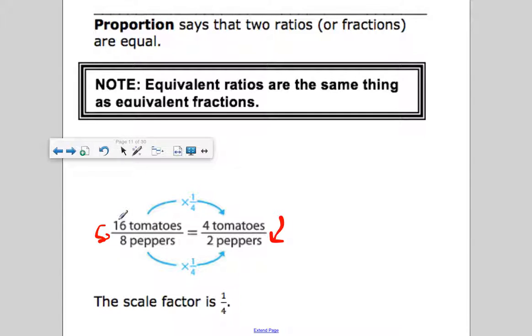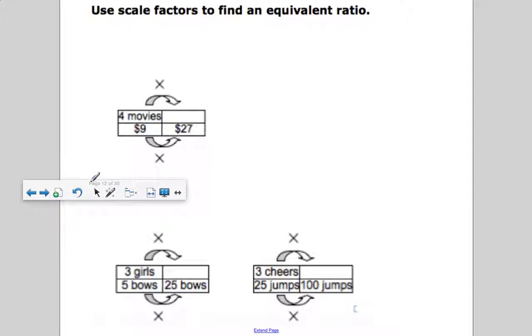How do you turn 16 tomatoes to 8 peppers? Divide by 2. How do you turn 4 tomatoes to 2 peppers? Divide by 2. So they are equivalent. So use scale factor to find an equivalent ratio. So 4 movie tickets cost $9. If I have $27, how many movies can I go? That's times 3. The scale factor is times 3. So I could go to 12 movies.